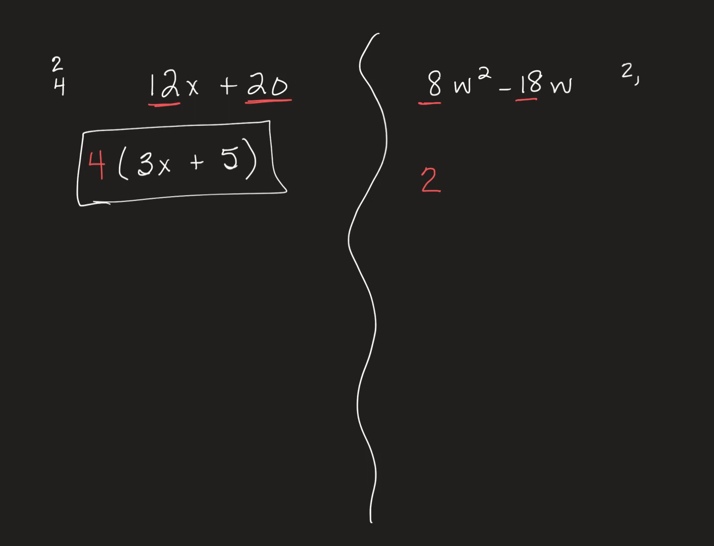Notice how they both have a w. So my variables are w, right? I'm going to be able to take a w out of each one. So 8 divided by 2 is 4, and it would be 1w, right? Because w squared divided by w. Minus 18 divided by 2 is 9, and the w would disappear. And then that would be my factored form.